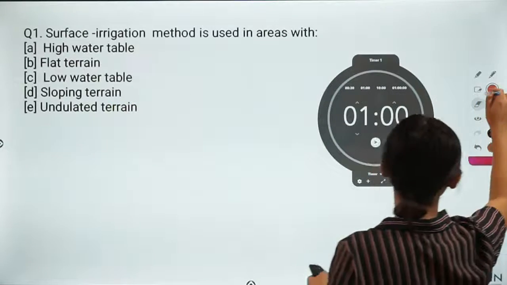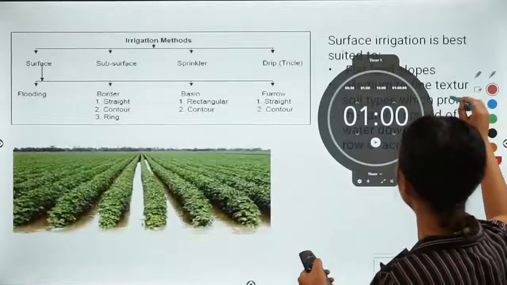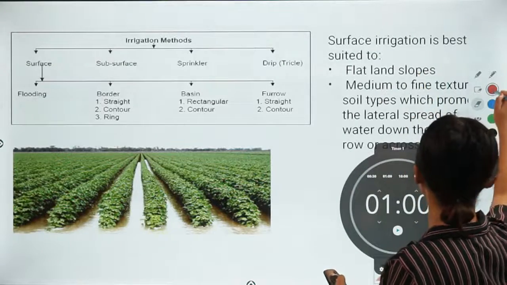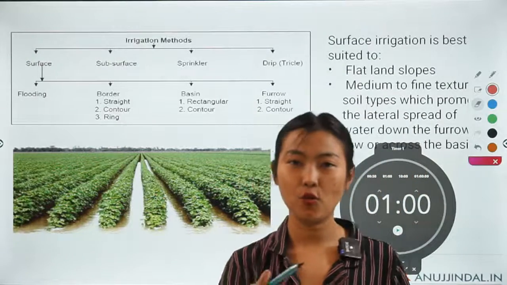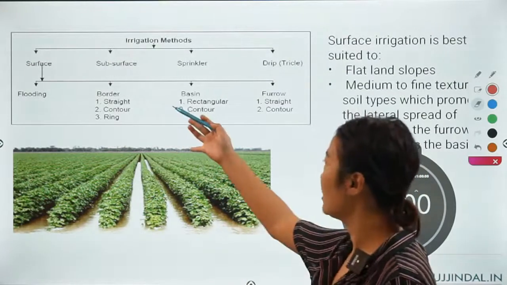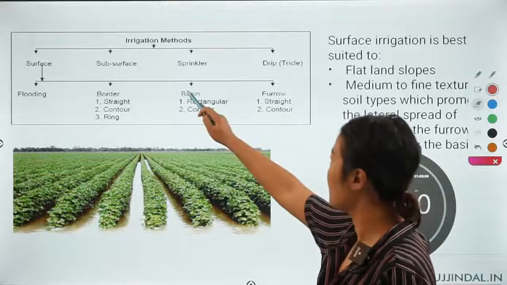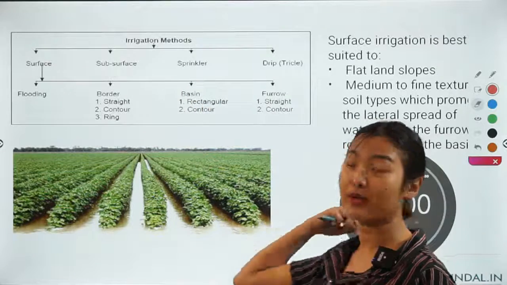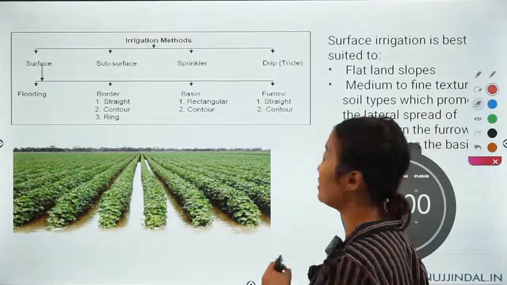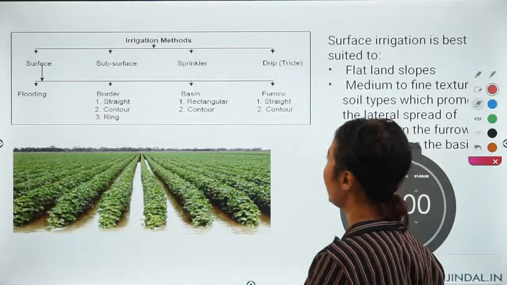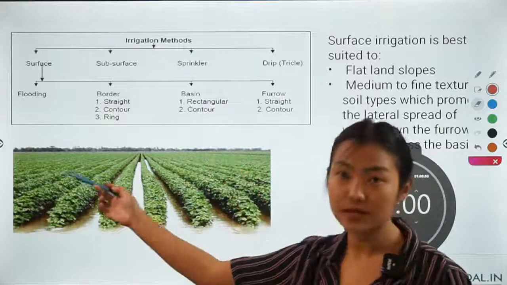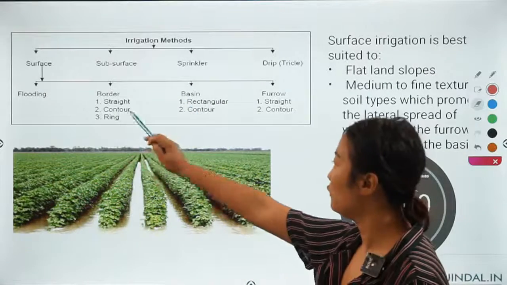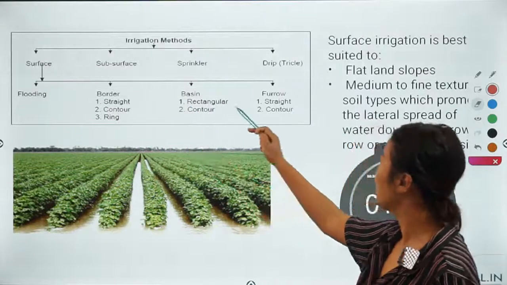All right, so let me tell you something about the irrigation methods. Basically, irrigation methods are divided into 4 groups. The first one is the surface method. The second is the subsurface method, as you can see here. Third is sprinkler. The fourth one is the drip or the trickle irrigation method. Under the surface irrigation method, we can further divide it into flooding, border, basin, and furrow.